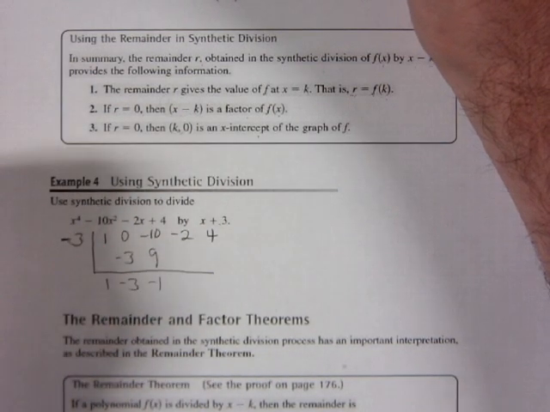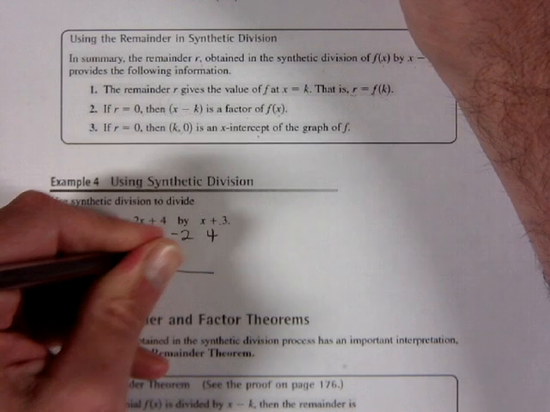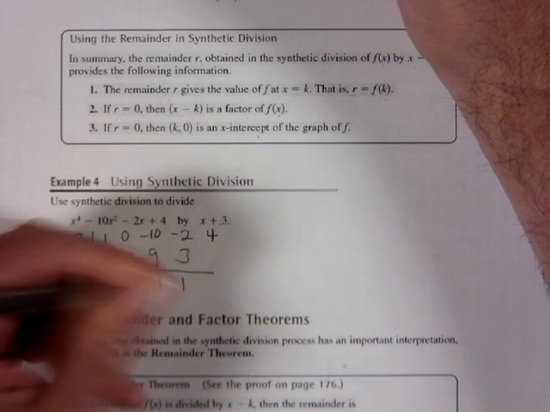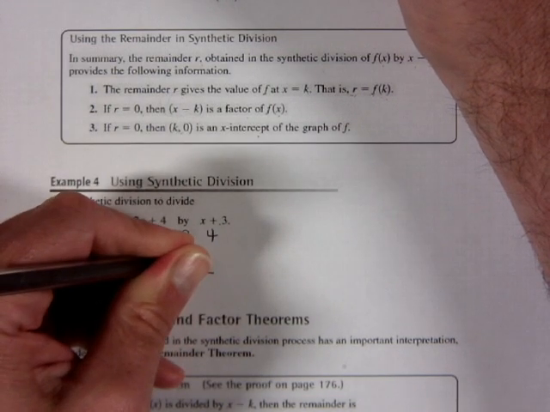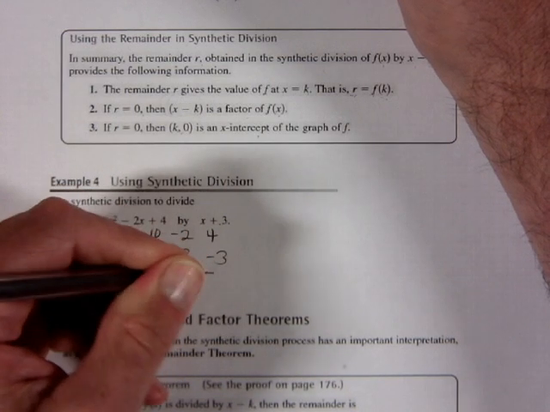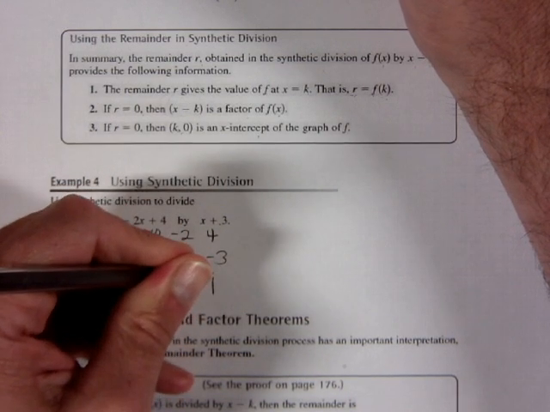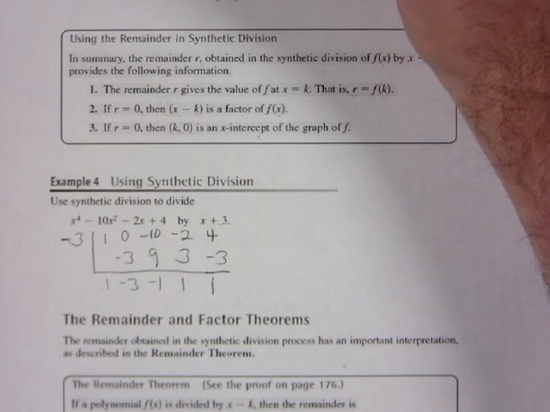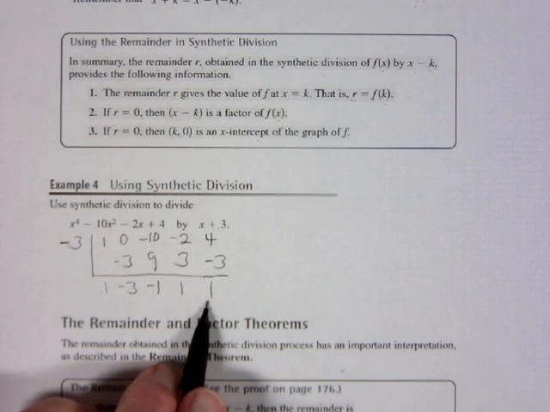Negative 1 times negative 3 is positive 3. Minus 2 is 1, times negative 3 is negative 3. And then plus 4 is 1. All right, so what do we notice here? We notice we do have a remainder, because whatever's here is your remainder.